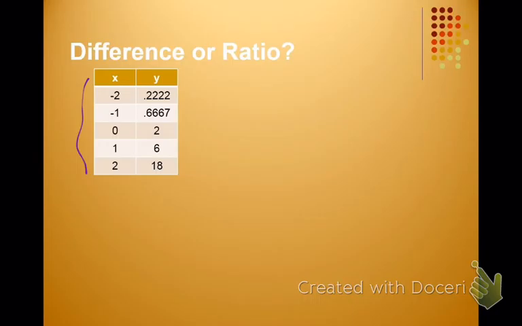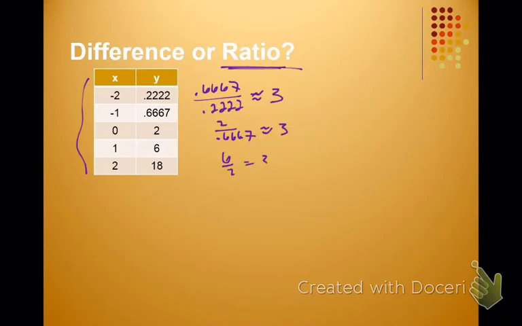So what we need to do now is divide, look to see if the ratios are the same. In other words, divide 0.6667 by 0.2222. And when you do that, you're going to get about 3. Pretty close. And it's not going to be exactly 3 because we're kind of rounding. Now, if you divide 2 by 0.6667, you will get pretty close to 3 again. Obviously, 6 divided by 2 is 3. And obviously, 18 divided by 6 is 3. So this ratio is constant. The ratio is the same for all of our y coordinates. So that makes this guy an exponential.